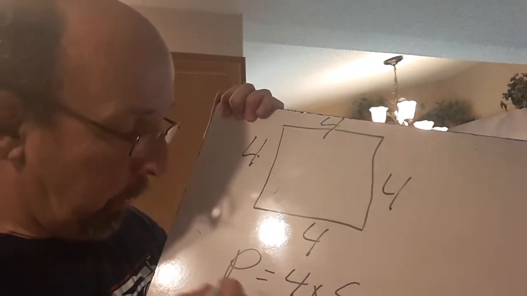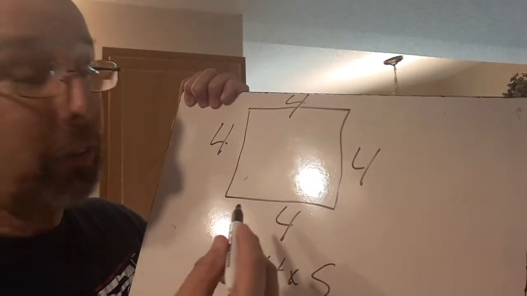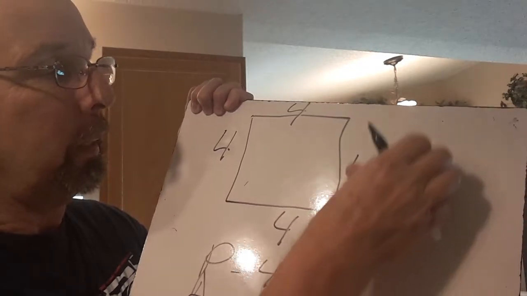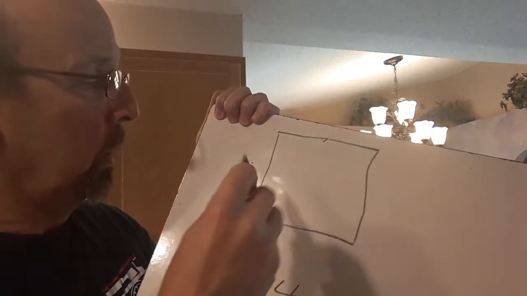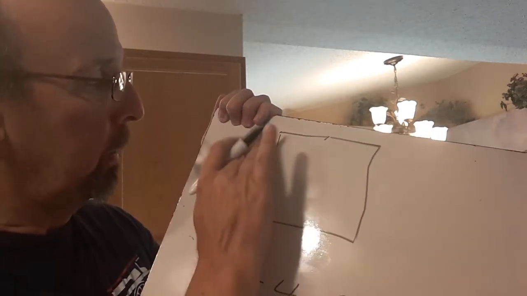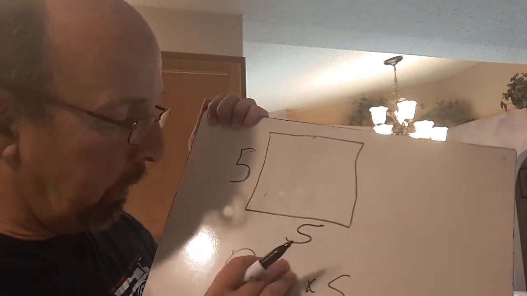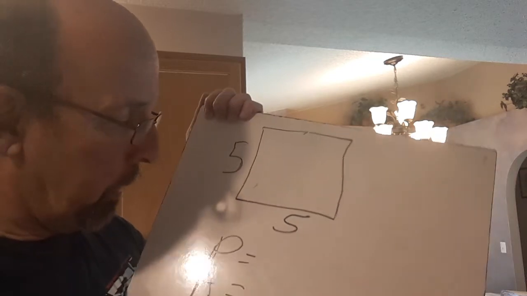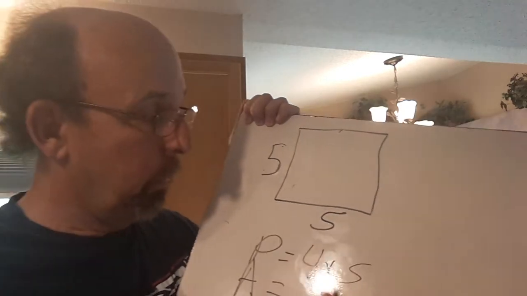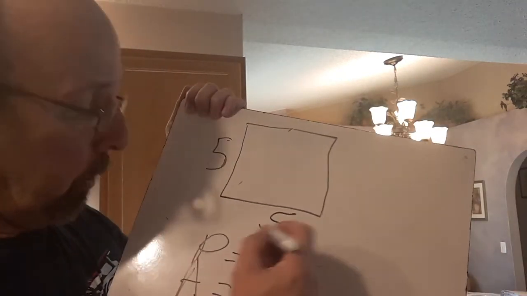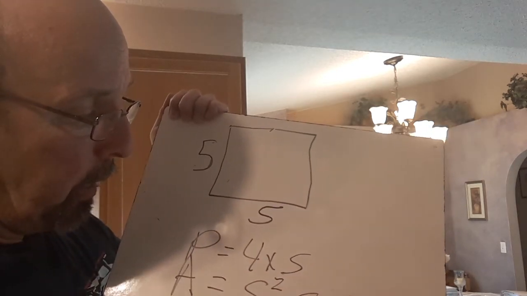And here the area just so happens to be the same. But let's make them 5s. Shouldn't have used 4. So, 4 times the side, or 4 times 5, is 20. This here is area equals side squared, or side times side.